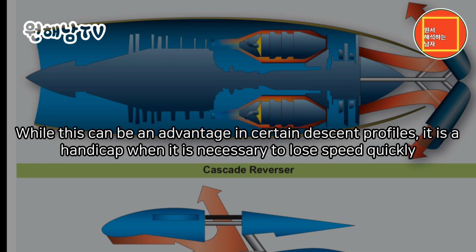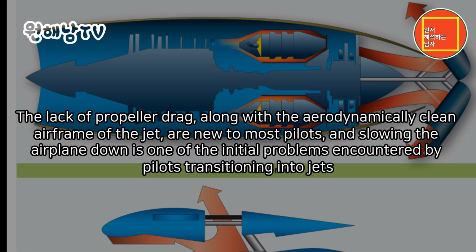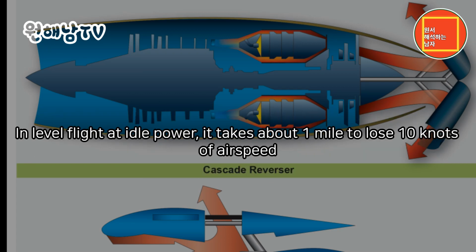While this can be an advantage in certain descent profiles, it is a handicap when it is necessary to lose speed quickly. The lack of propeller drag, along with the aerodynamically clean airframe of the jet, are new to most pilots, and slowing the airplane down is one of the initial problems encountered by pilots transitioning into jets. In level flight at idle power, it takes about 1 mile to lose 10 knots of airspeed.